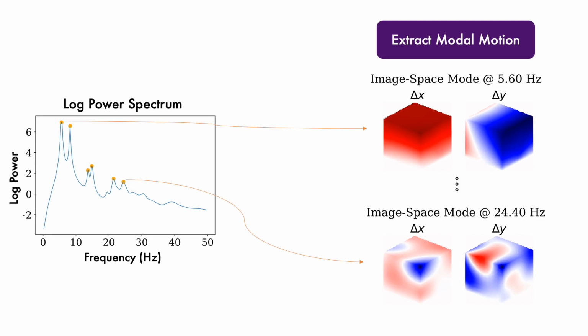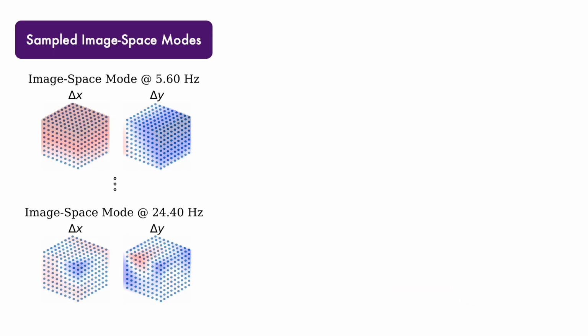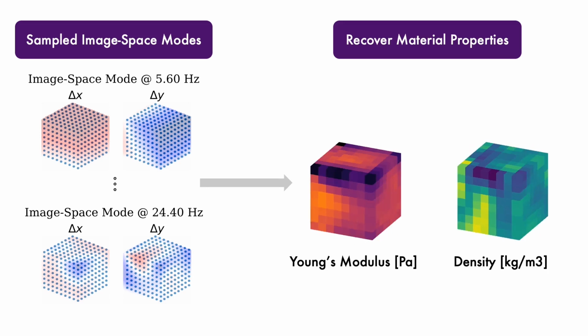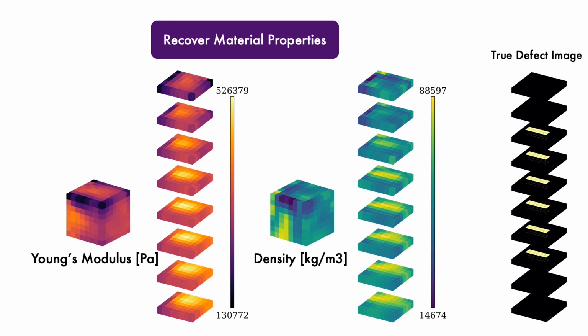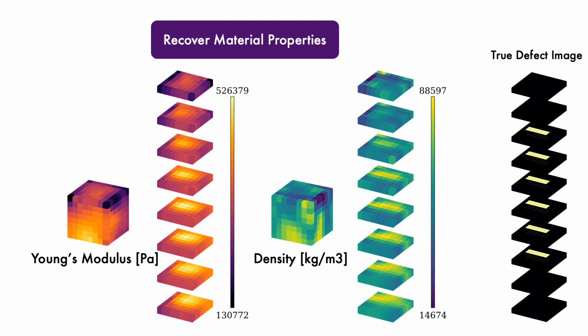Assuming we have a good mesh model of the object, we sample the visible mesh vertices in the images. Given these sampled 2D image space modes, we solve a non-convex optimization problem to estimate a 3D volume of material properties.